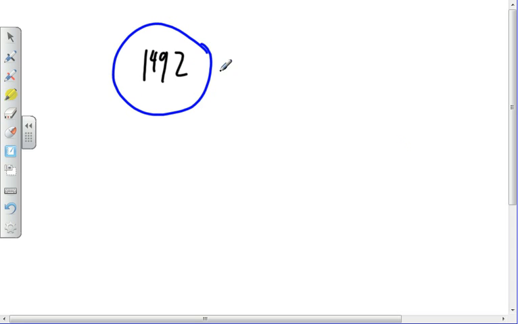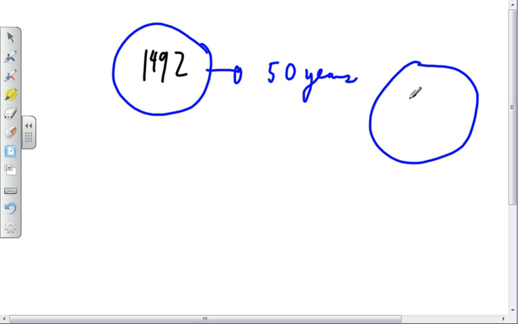Now, we covered that Columbus sailed the ocean blue in 1492, right? We already covered that. What happened 50 years before that? So 50 years before Columbus sailed the ocean blue, something happened. We'll give you a hint. It happened in China.